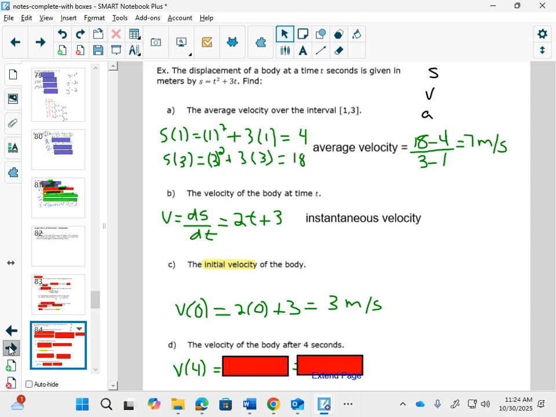So if you wanted to find the velocity after 4 seconds, you have your velocity formula. You could just plug in 4 and get 11 meters per second.